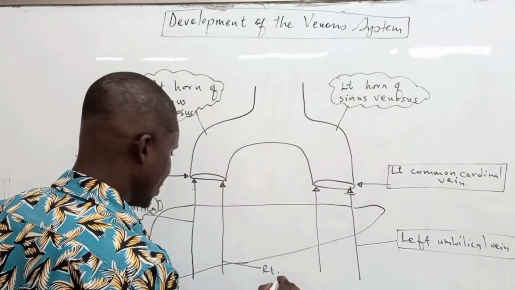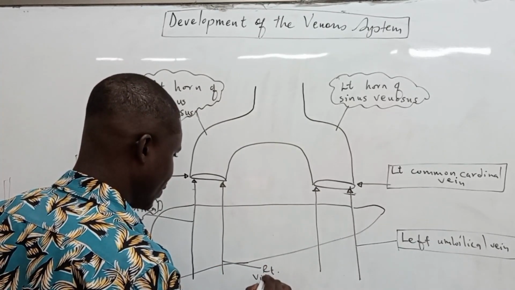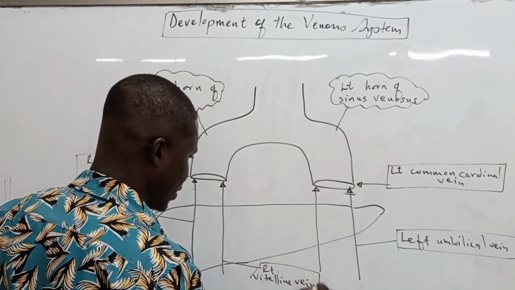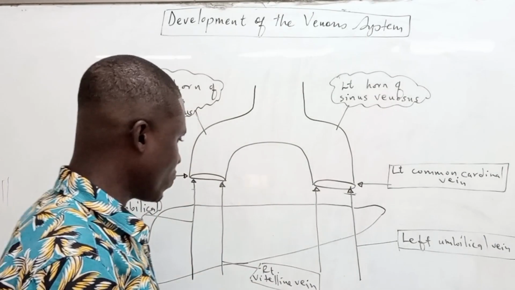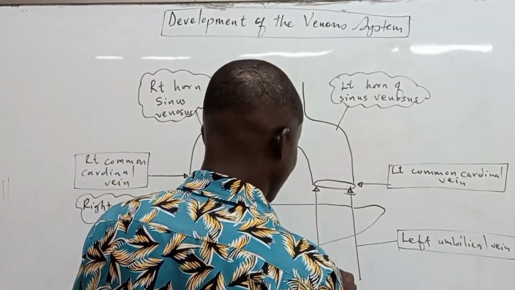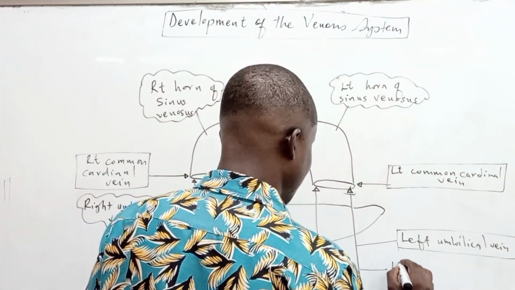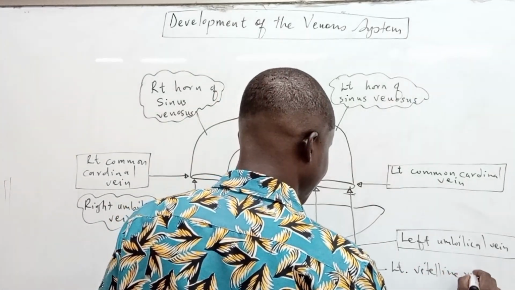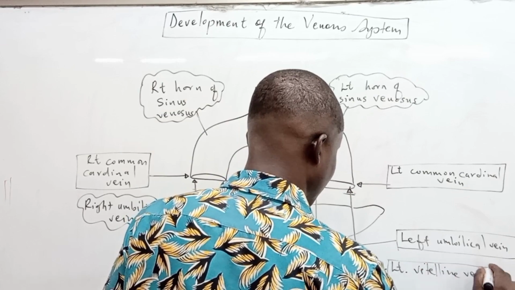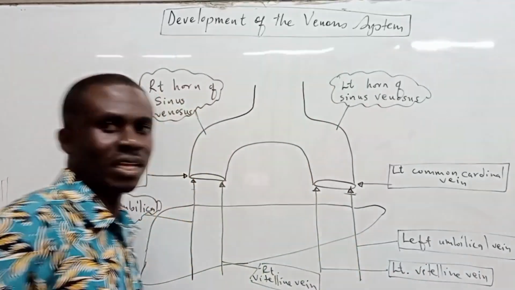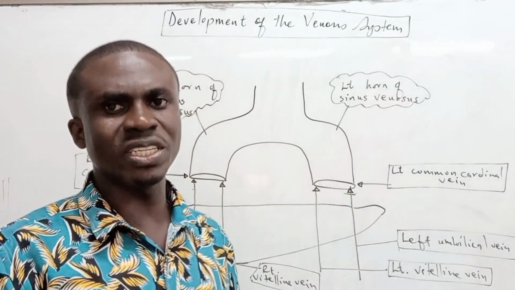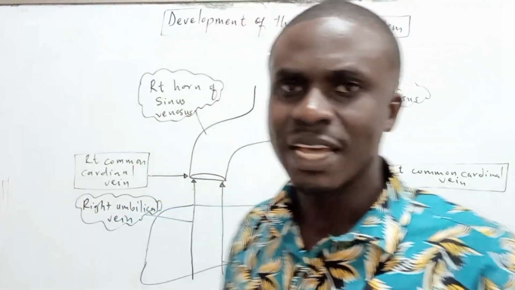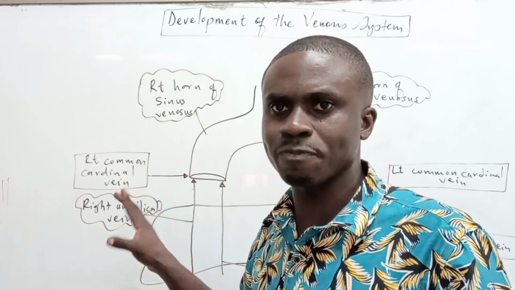And so this one over here will be called the right vitelline vein. There's the one over here, and then of course the other one over here becomes our left vitelline vein. So these are the three sets of primitive veins that we have. And I want you to become aware of that. Now, there are so many modifications that we find over here.